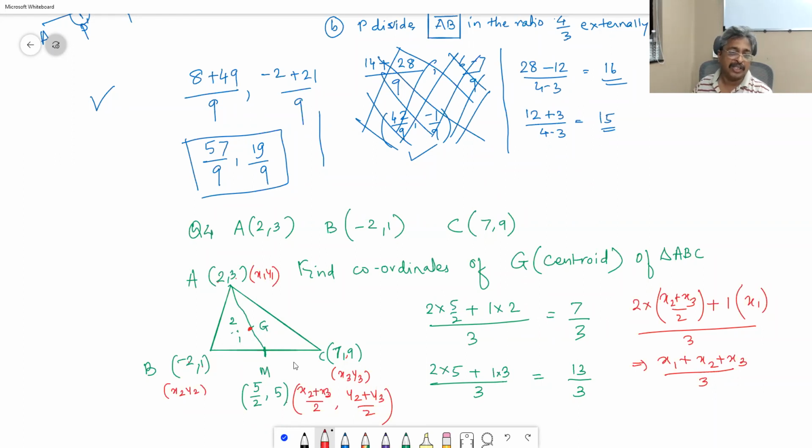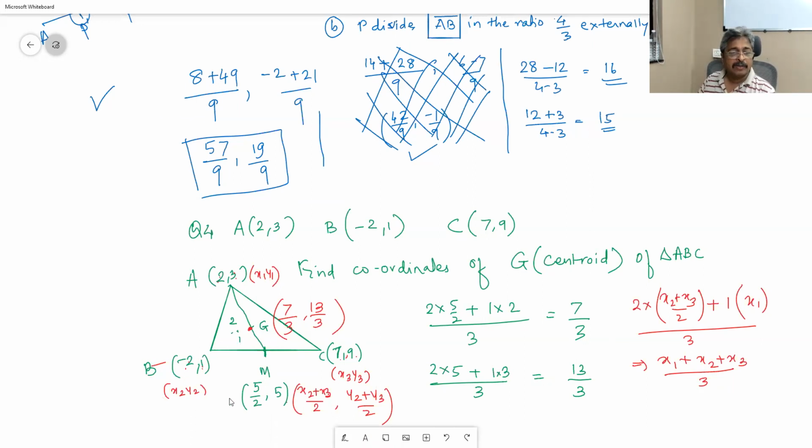It's an average. So 2 minus 2 plus 7 is 7 upon 3. 3 plus 1 plus 9 is 13 upon 3. It is as fast as that. So centroid is x1 plus x2 plus x3 upon 3. Understood? Okay.